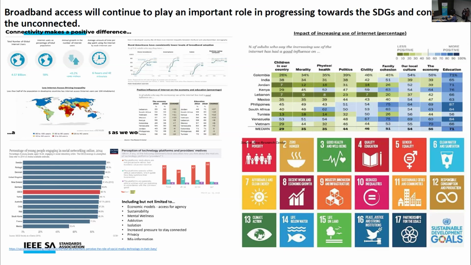If you look at the children right now, the generation right now, because they are so much connected on social media, it's having a negative impact on their life. So we need connectivity, not to say connectivity is bad, but we need proper use of connectivity. Otherwise, it's going to have an impact on people's lives.